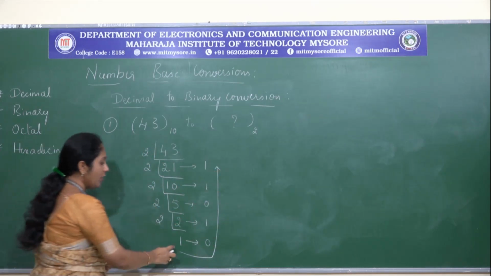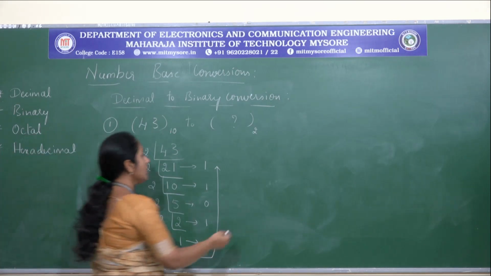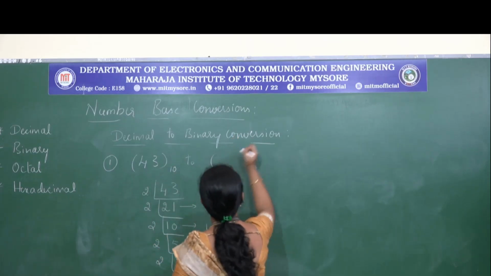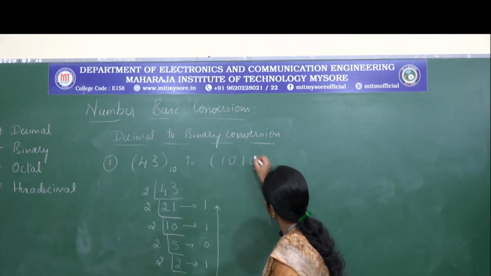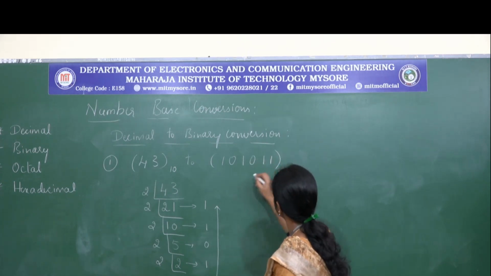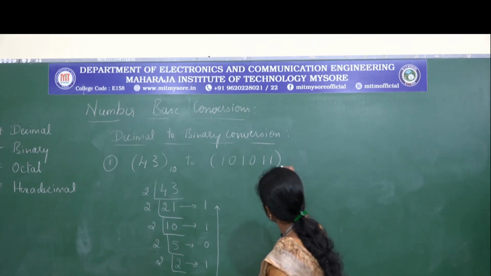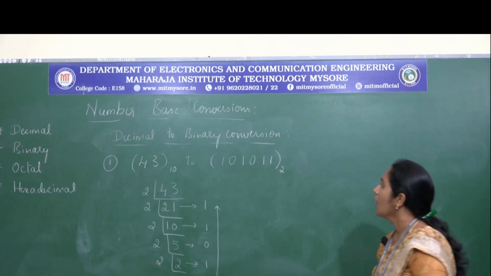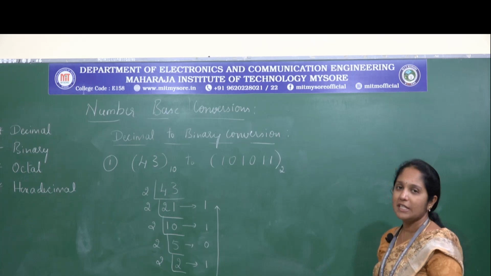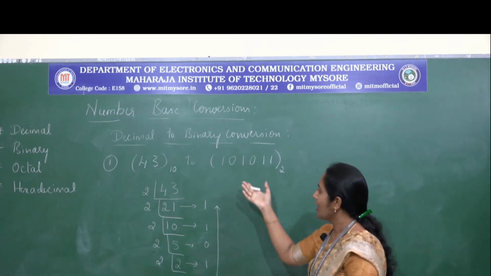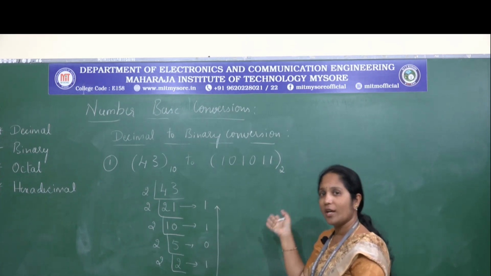So now we need to record these remainders, and we need to read from the bottom. Here I am going to write 1 0 1 0 1 1. Let us check whether it is correct or not. You can cross-check here itself because you know the positional values of these binary numbers.